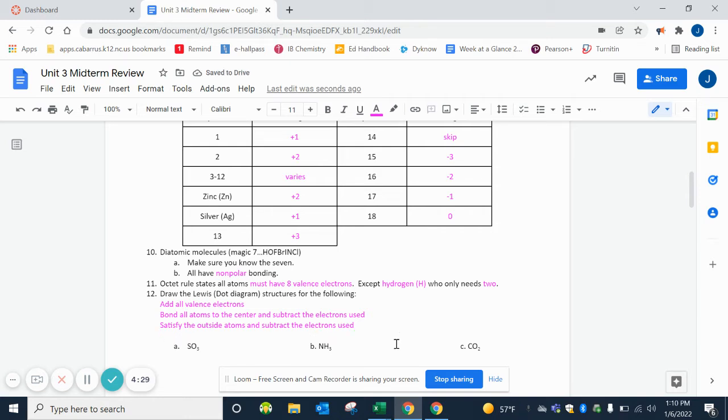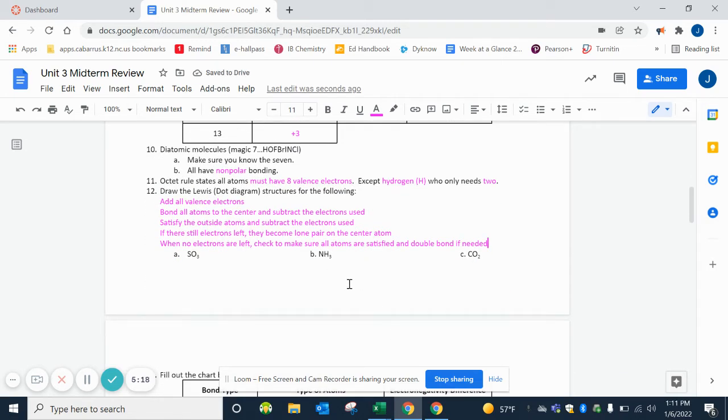Okay, this is where it gets a little trickier. If there are still electrons left over, they would become the lone pair on the center. When you run out of electrons, that's when you need to check to make sure everybody is satisfied. And you can double bond if needed. So try these on your own, and I'll have them on the answer key. I just can't draw them on the computer.